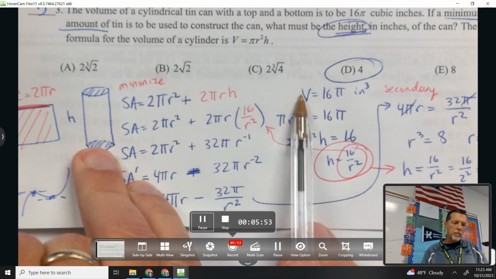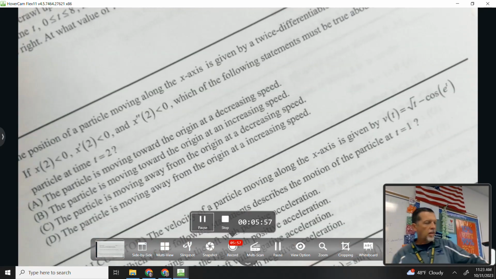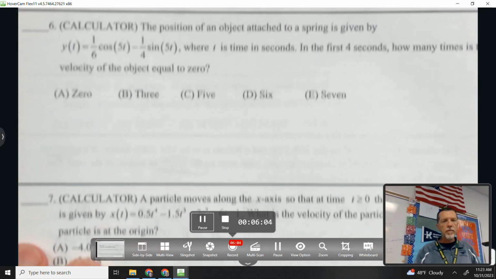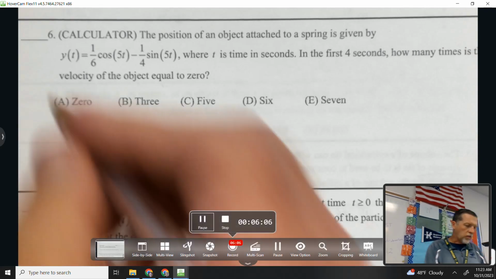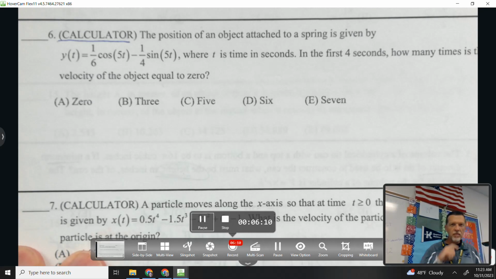That's the optimized type problem. There's 3 of those on the test. The rest are motion problems, and the rest of the review worksheet is motion problems. Number 6, with calculator, which is good because that's a weird looking formula there.